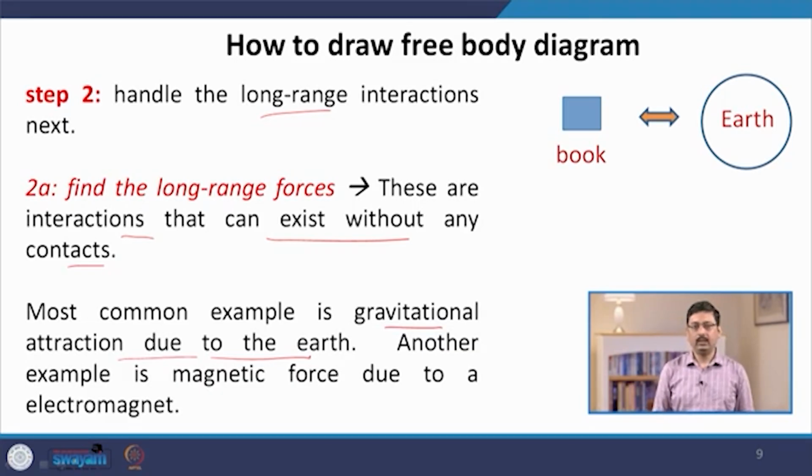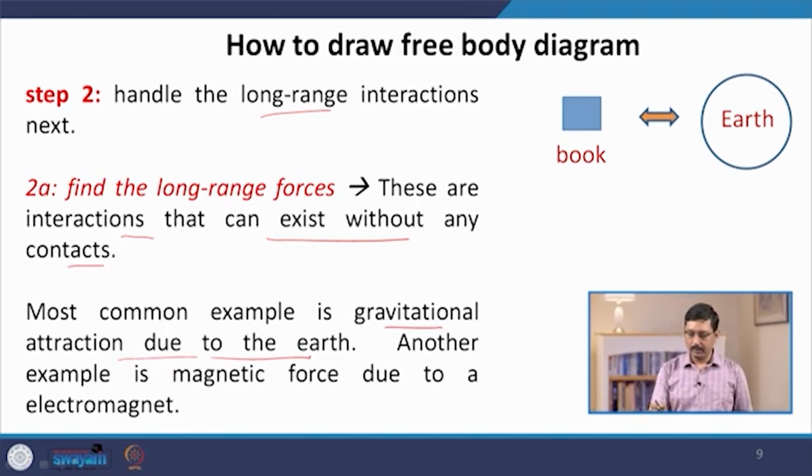Another such long range interaction, a very common example, is the electromagnetic force. For example, in the lab, suppose you have an electromagnet or a bar magnet, and they create a magnetic force which a magnetic material such as iron, or another permanent magnet, can feel if you bring it near the first magnet, but you do not have to put them in contact.